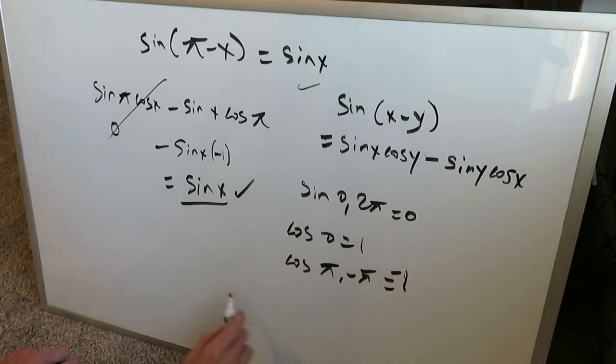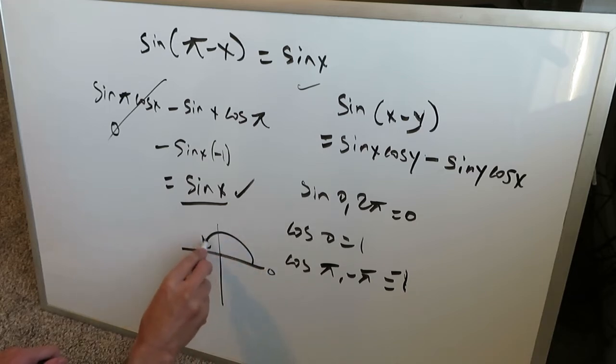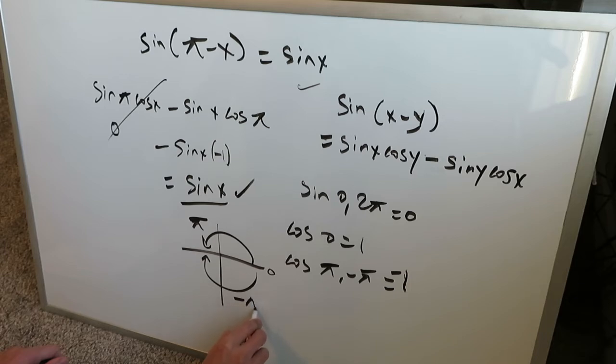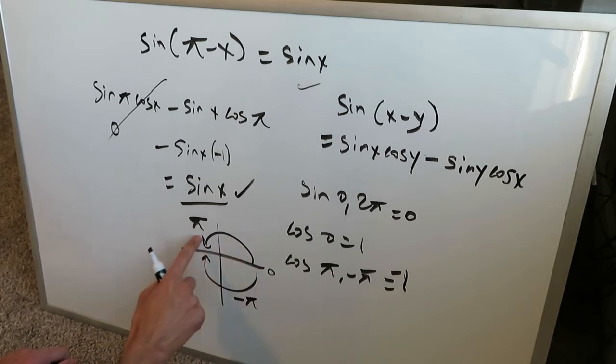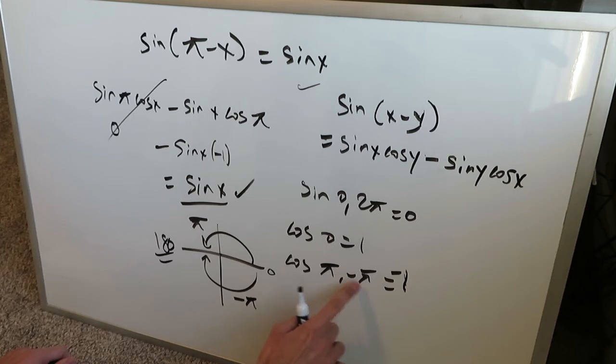Why am I saying minus pi over here? Because if you're starting from 0 and going pi in this direction, it's the same thing as going minus pi but in a clockwise direction. Remember, positive angles are counterclockwise, negative angles are clockwise, but positive pi and minus pi put you right here at 180 degrees anyway, so the value for both of these will be minus 1.